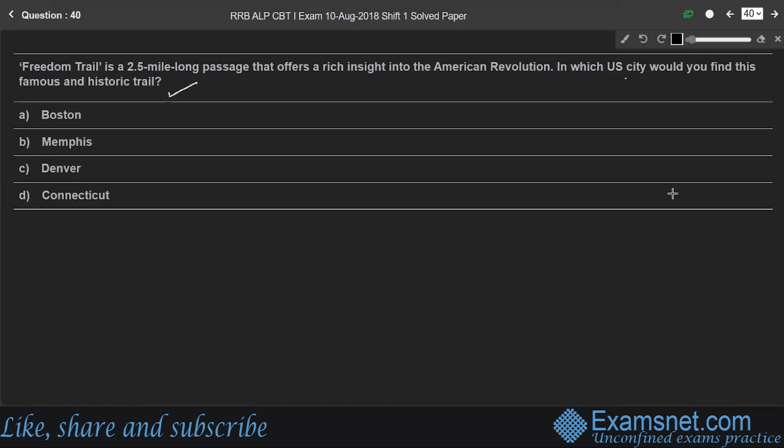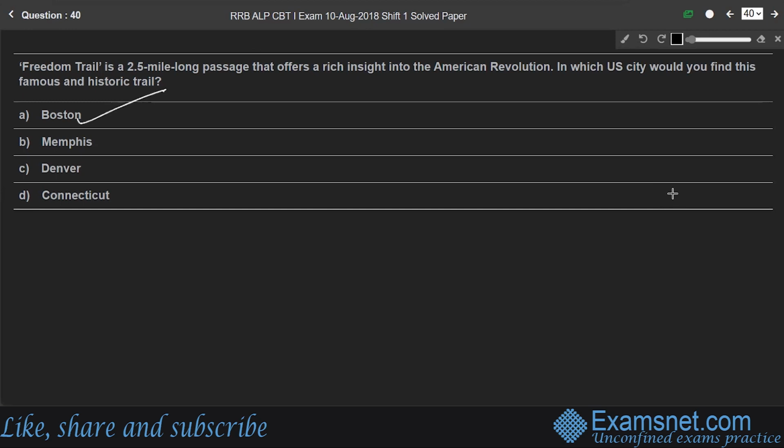Question number 40. Freedom Trail. It's a 2.5-mile long passage that offers a rich insight into the American Revolution. In which US city would you find this famous and historic trail? So in Boston City, right? So in the US, we can find this famous and historic trail, right?